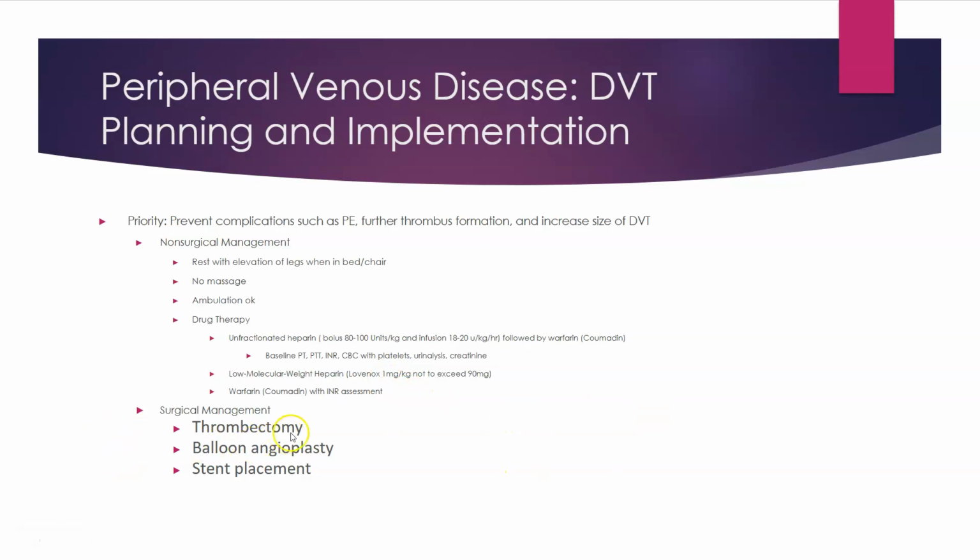Surgical management, you can go in there and remove it. You can use balloon angioplasty, where they thread up through the vasculature, inflate a balloon, and open things that way. And then sometimes after the balloon, they'll put a stent in there. And so that's kind of a mesh type of situation to keep it open and give it structure.